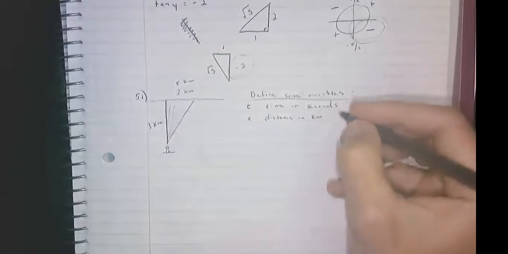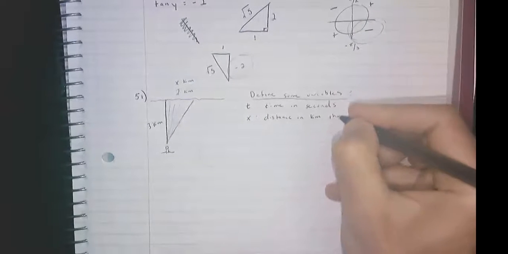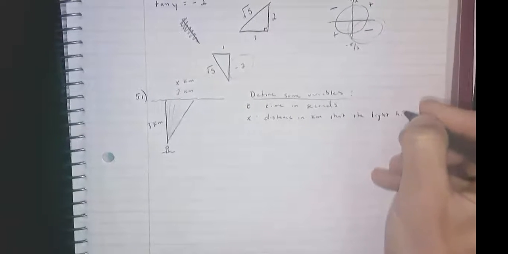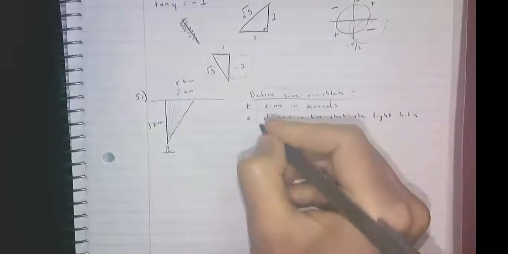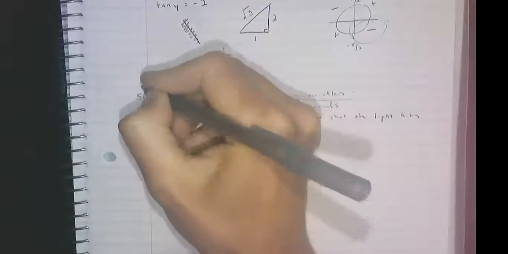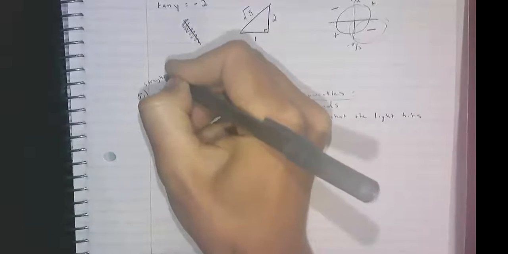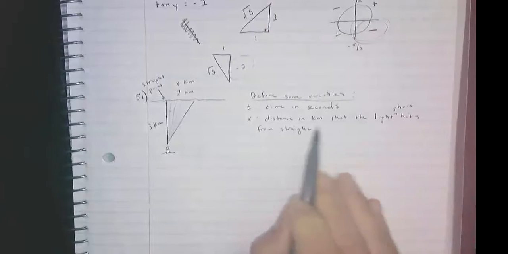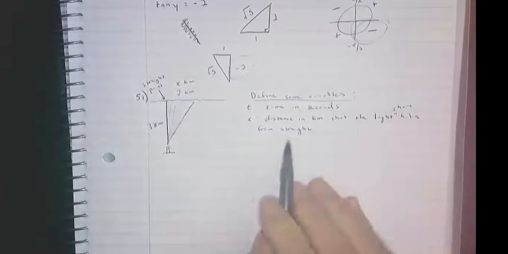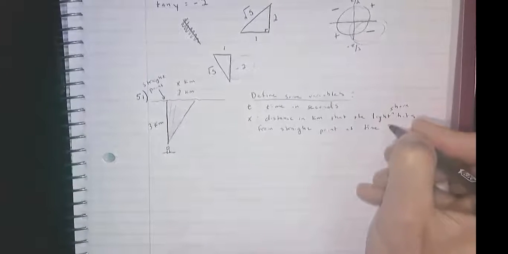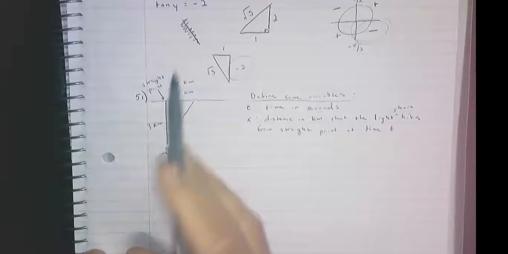Distance in kilometers that the light hits from straight point, we'll call that the straight point, light hits shore. This is kind of a weird distance to define, but distance in kilometers that the light hits shore from straight point at time t. We're picturing this beam of light as kind of like a discrete moving line.